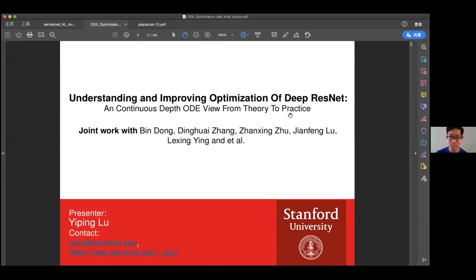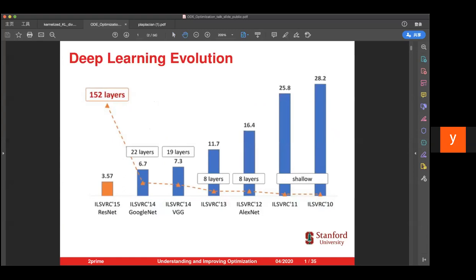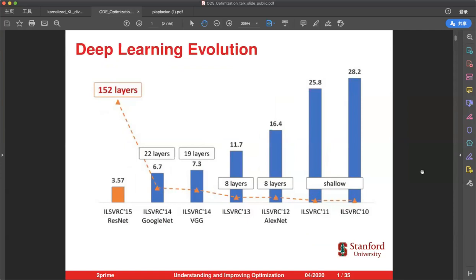Okay, let's welcome Yiping. Thanks for the invitation and introduction. Today I want to introduce how we can use a continuous-step ODE to help understand and improve the optimization of a deep ResNet. My motivation starts from the deep learning revolution. If we add more layers, our neural networks still get better. So a natural question to ask is: can we let the number of layers go to infinity?